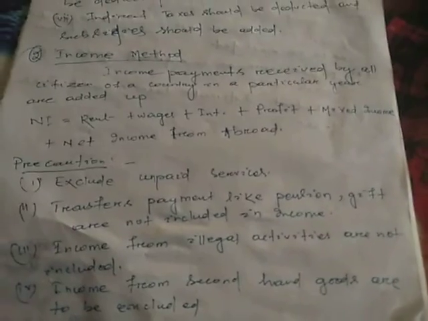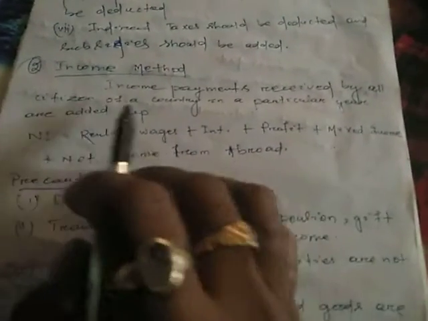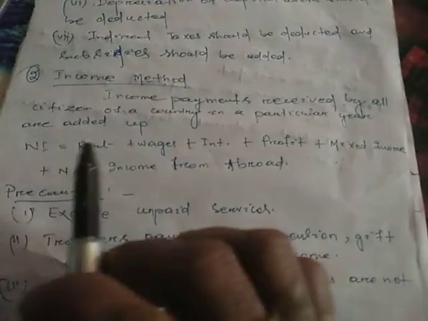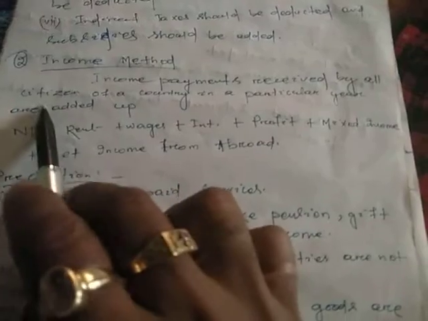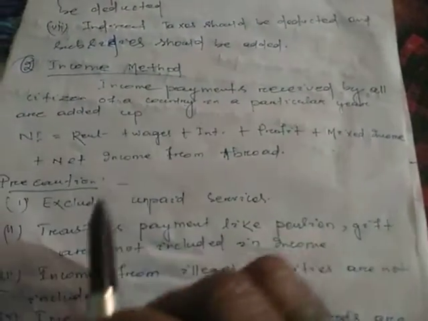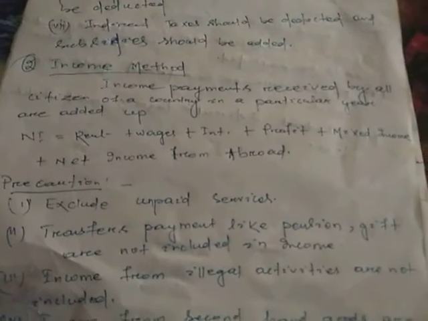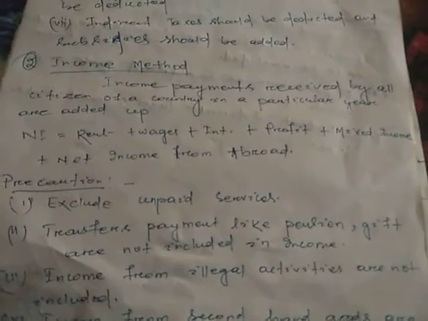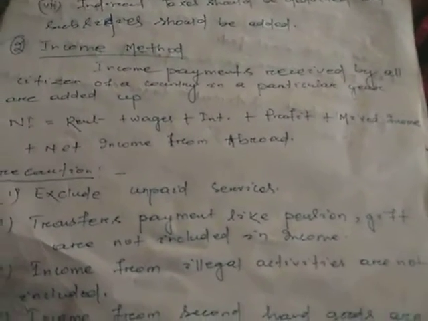Income method means what? How to calculate national income under the income method? Income payments received by all citizens of a country in a particular year are added up. Particular year, because when you calculate national income, it is for a specified time period, 12 months. It may be 2018, 2017, 2019, 2020, in that way.